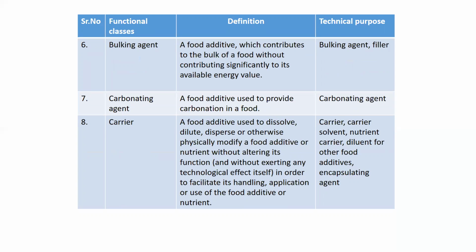Next is carbonating agent, a food additive which is used to provide carbonation in a food. They are the carbonating agents. Next is a carrier, a food additive which is used to dissolve, dilute, disperse, or otherwise physically modify a food additive or nutrient without altering its function in order to facilitate its handling, application, or use of the food additive or nutrient. It acts as a carrier or carrier solvent or nutrient carrier or to dilute other food additives, or it acts as an encapsulating agent.